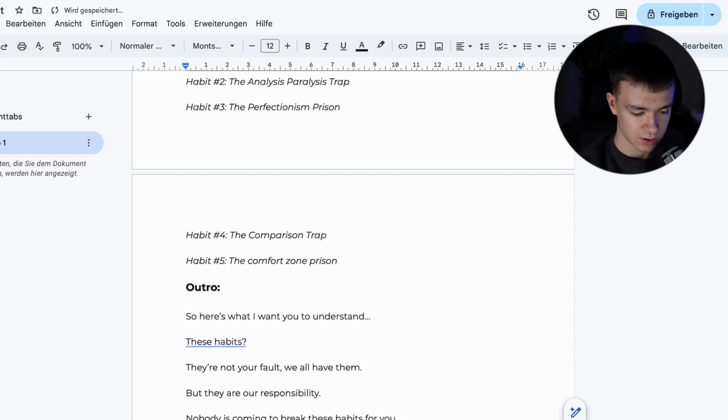And then nobody is going to push you out of your comfort zone, again relating to the previous habits we talked about. And we continue this by saying nobody is going to force you to take action. Again, self-responsibility. You have to do it yourself.